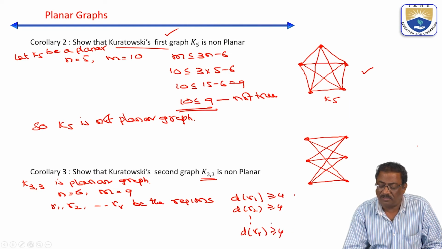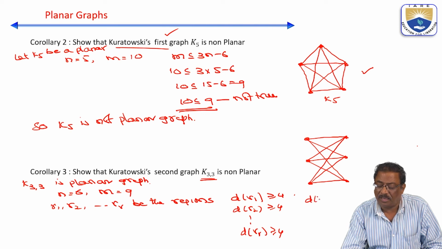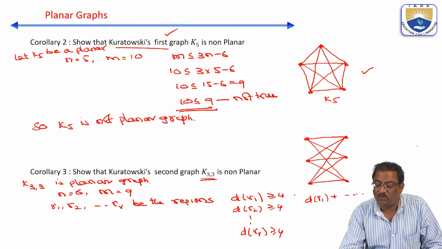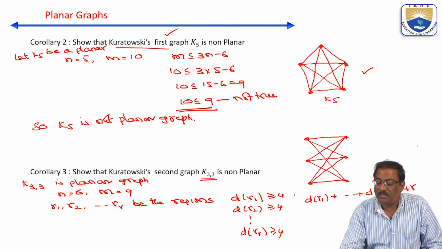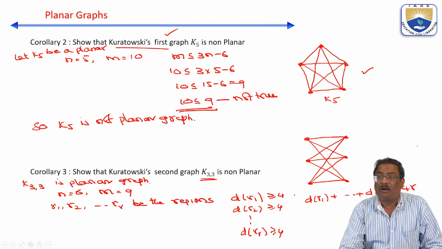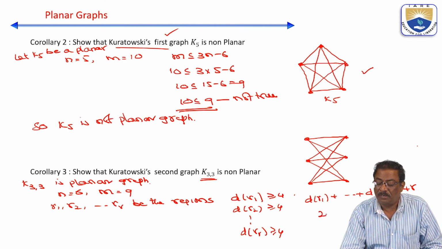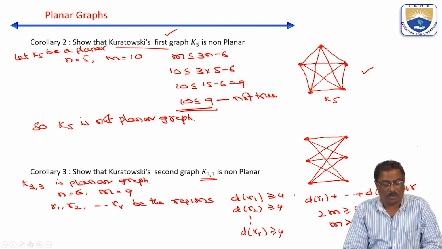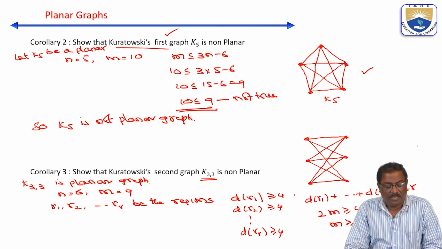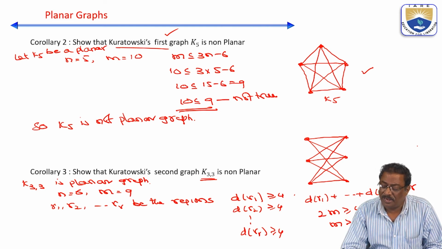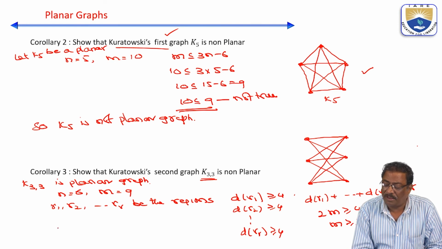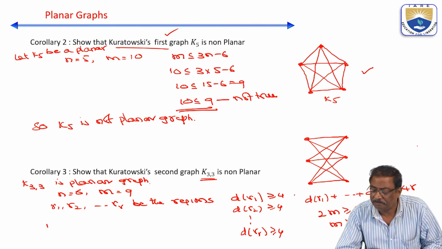So if I add all of these, the degree of R1 plus the degree of R2 and so on up to the degree of RR is greater than or equal to 4R. This is nothing but the sum of the degrees of regions, which is 2 times the number of edges, so 2M is greater than or equal to 4R. So M is greater than or equal to 2R. Call this 1.